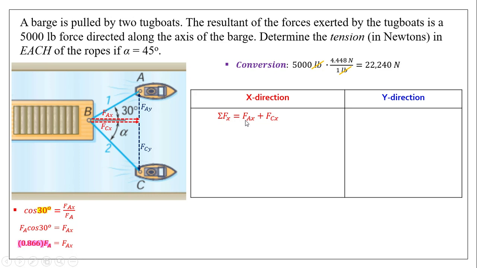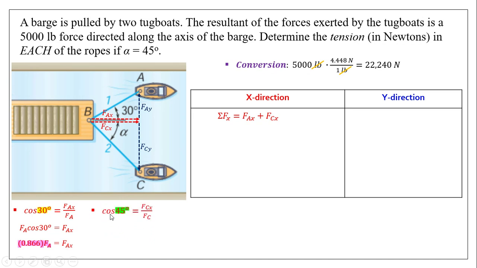We don't know what FAX is, but we can figure it out in terms of FA. We don't know what FCX is, but we can use the same strategy and utilize the bottom right triangle. So watch my cursor. I'm going to go right. I'm going to go down. And the angle here is given as 45 degrees. Therefore, FCX is also the adjacent side, but it's adjacent to 45 degrees.